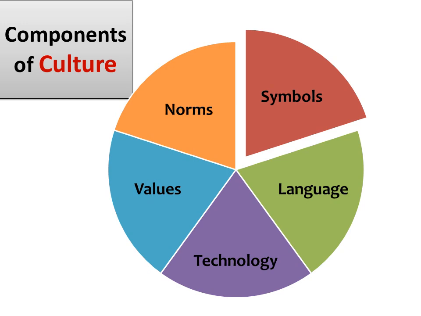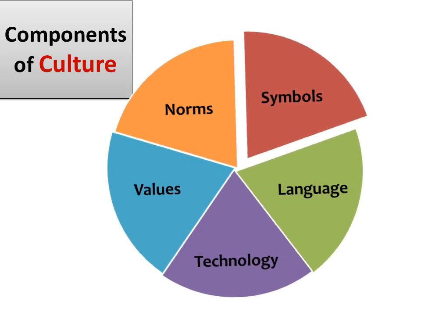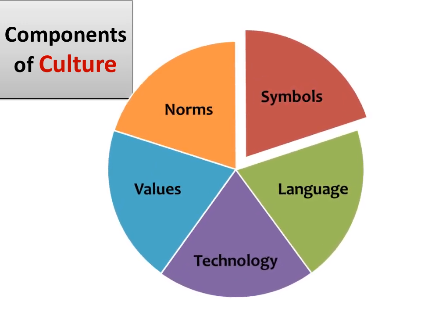This video focuses on 5 different components or parts of culture. Most of the information presented you need for class, so please feel free to rewind, rewatch, pause, whatever you need to do to get the information. The names of the 5 different parts of culture that we're going to be looking at are symbols, language, technology, values, and norms.